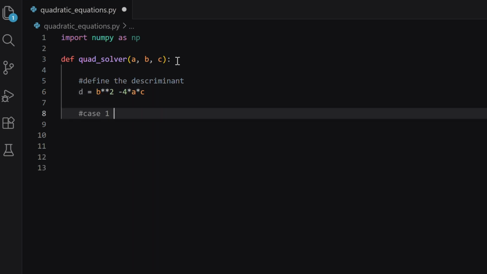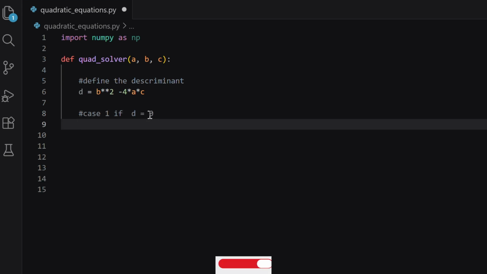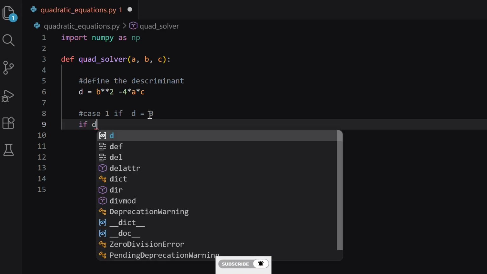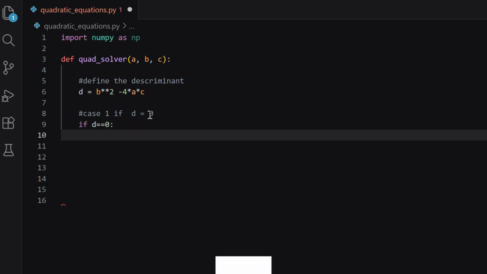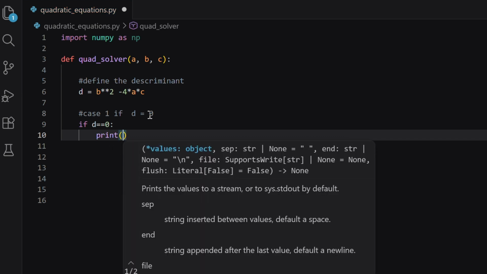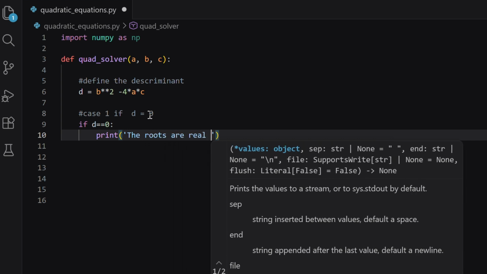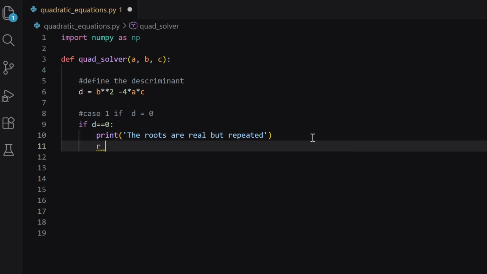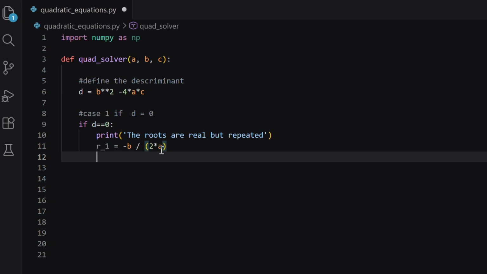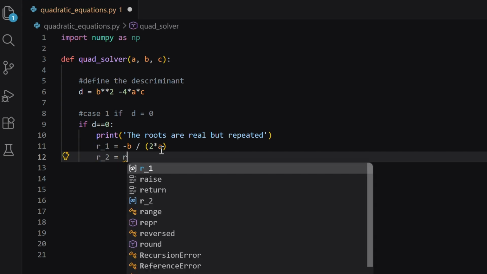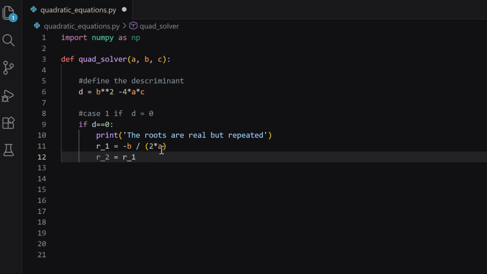So case 1, that's if d is equal to 0. So we are going to define an if statement. If d is equal to 0, then let's print that the roots are real but repeated. And the roots are going to be r1, which is equal to minus b divided by 2 times a. And r1 is going to be equal to r2, so you're going to set r2 to be equal to r1. So that's the first case.